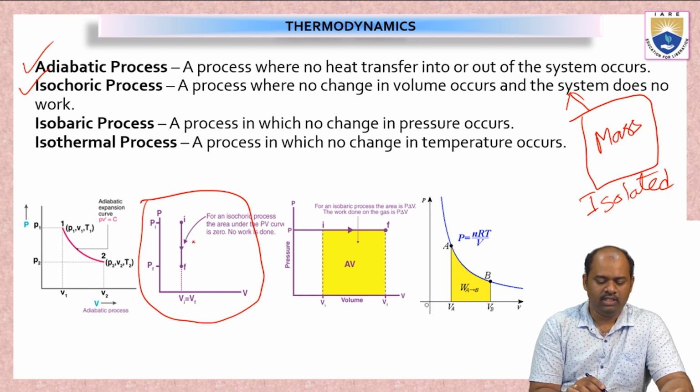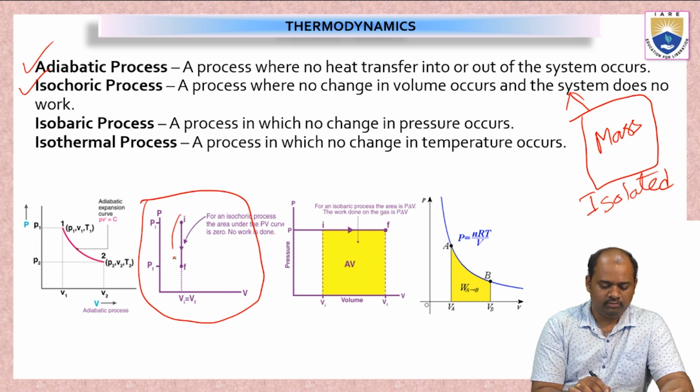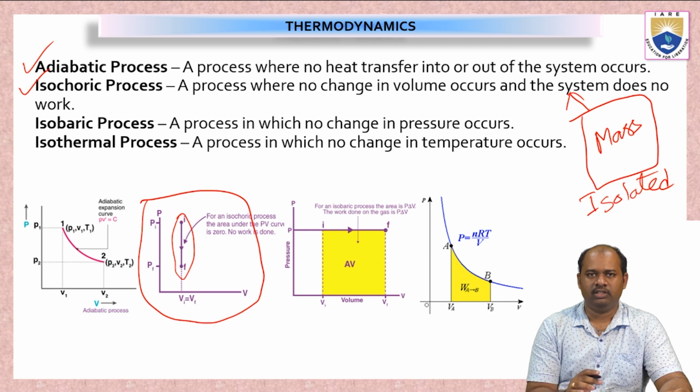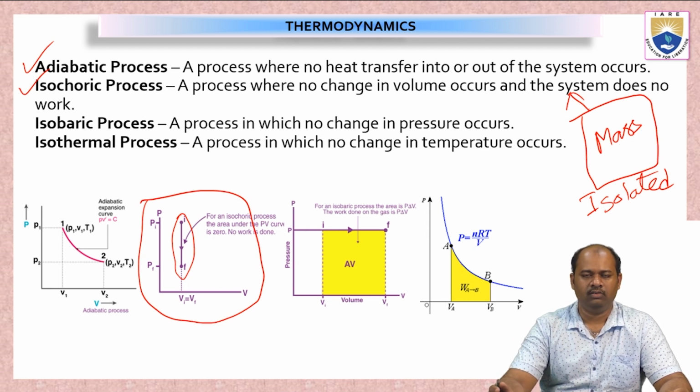In the graph, we can see it is a straight line. This is a straight line where there is no work being done by the system. So, this process is called isochoric process where the volume is constant throughout the process from the beginning of the process to the ending of the process.